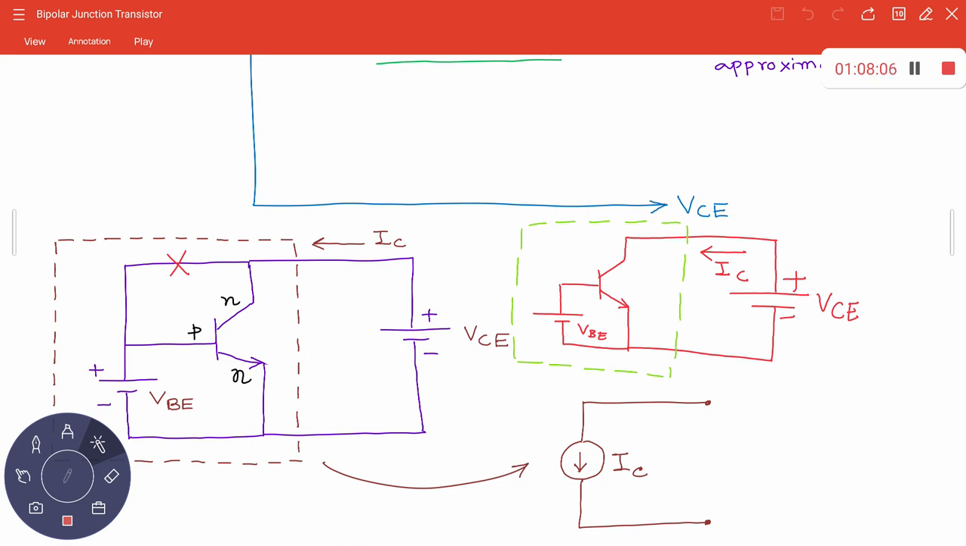I am having this collector emitter voltage VCE, which reverse biases this collector base PN junction, and this collector current is no longer a function of VCE. As long as this VB is constant, this current is also fixed, even if I change this external voltage.